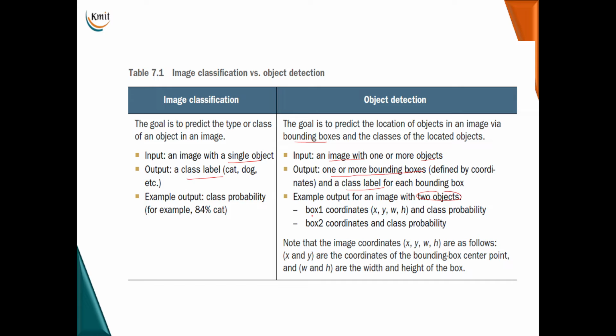Bounding boxes. The first bounding box is represented by XYWH and its class probability. The second bounding box is represented by the same coordinates of the corresponding box, XYWH, and its class probability. And I told you what X, Y, W and H are. X and Y represent the midpoints of the bounding boxes. W and H represent the width and height of that given bounding box. Hope you have understood the difference.